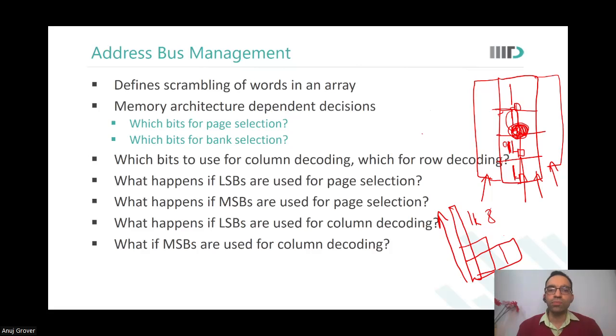Okay. So I would say, think about these questions. What if LSBs are used for page selection? How would the scrambling change? What if MSBs are used for page selection? How would the scrambling change? Similarly, we just did that. I would say just stay with this thought and do a little bit more of this before the next class. Then we will look into address decoding in much more detail in the next class.